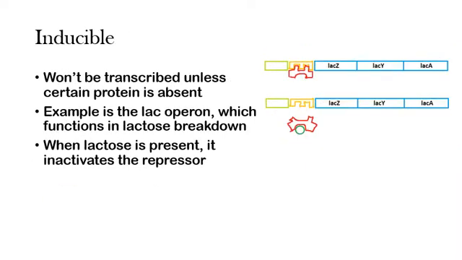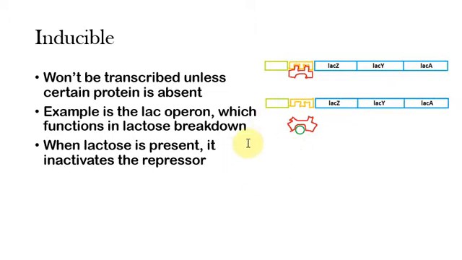Next we have inducible operons. In the case of inducible operons, they will not be transcribed unless a certain protein is absent. The example we're always going to use is the LAC operon, or the operon that functions in lactose breakdown. All 3 of these genes are going to be essential for lactose breakdown.